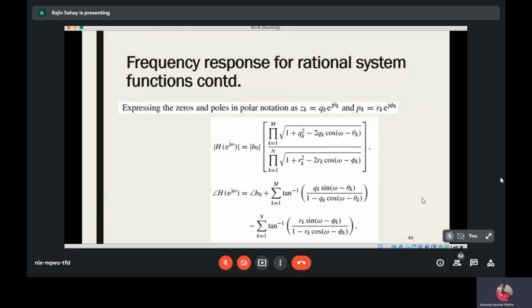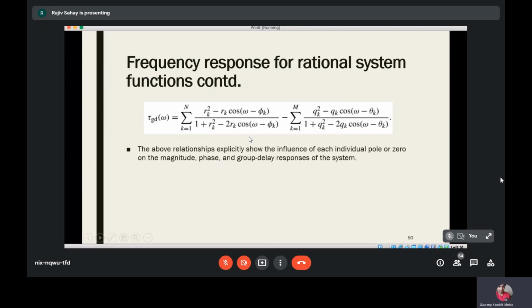You can check with the previous expressions that you are putting these terms q k, theta k here, and you are putting r k and phi k in the poles. So can I move? Yes, sir.